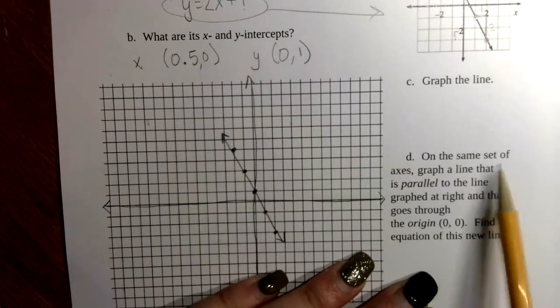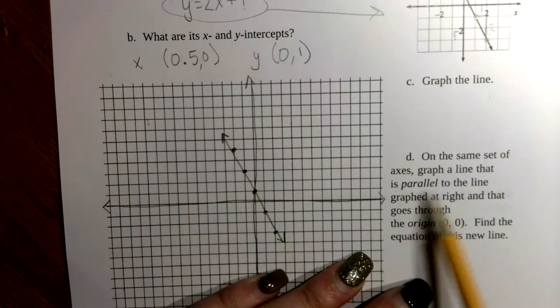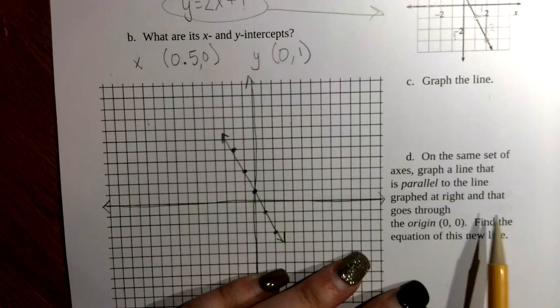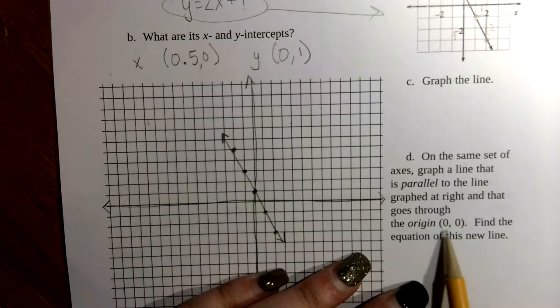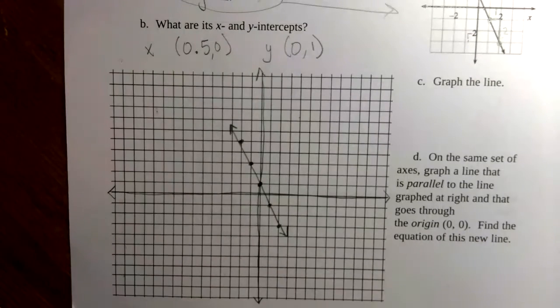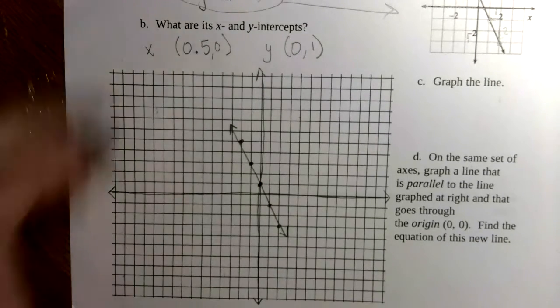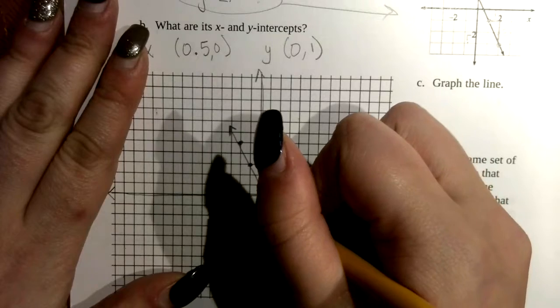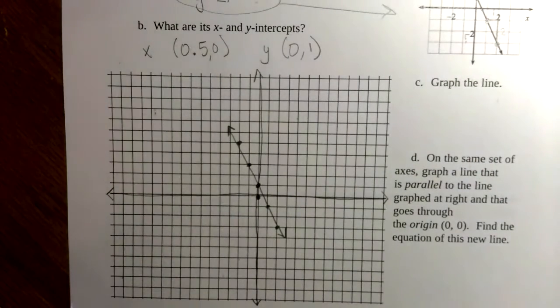Part D says, on the same set of axes, graph a line that is parallel to the line that you just graphed that goes through the point (0, 0), or the origin, and find the equation of the new line. Okay, so for sure we know it's going through (0, 0). Now, how do we make sure that a line is parallel? Well, we know it's going to have the exact same growth every single time.